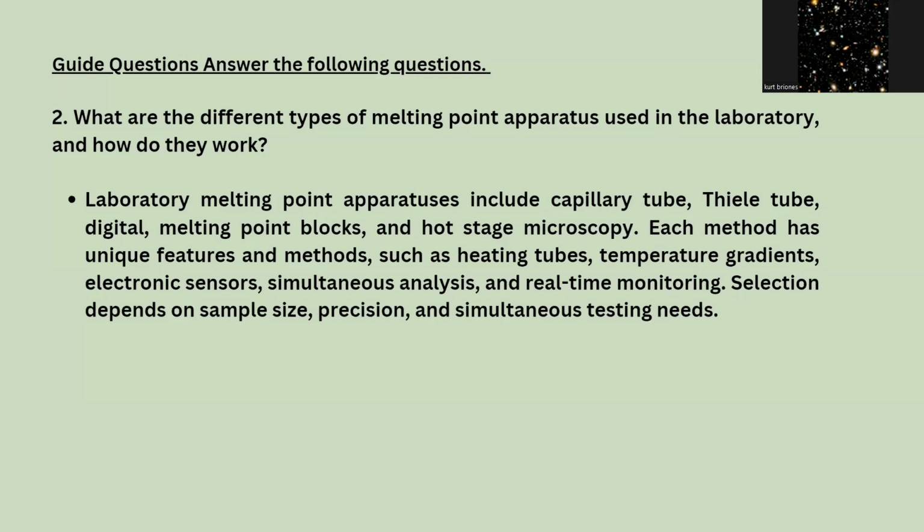Next slide, please. So second question: what are the different types of melting point apparatus used in the laboratory and how do they work? So the laboratory melting point apparatus include capillary tube, Thiele tube, digital melting point blocks, and hot stage microscopy. Each method has unique features and methods, such as heating tubes, temperature gradients, electronic sensors, simultaneous analysis, and real-time monitoring. Selection depends on sample size, precision, and simultaneous testing needs.